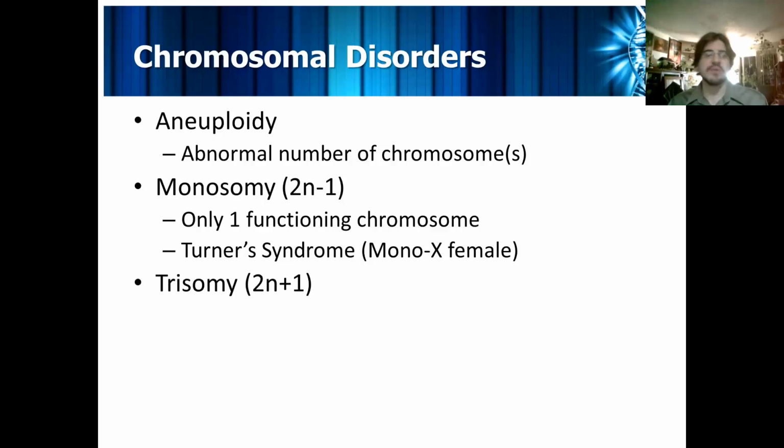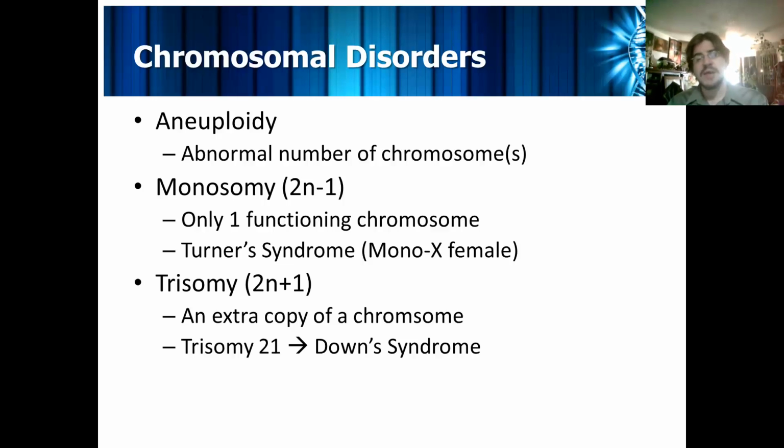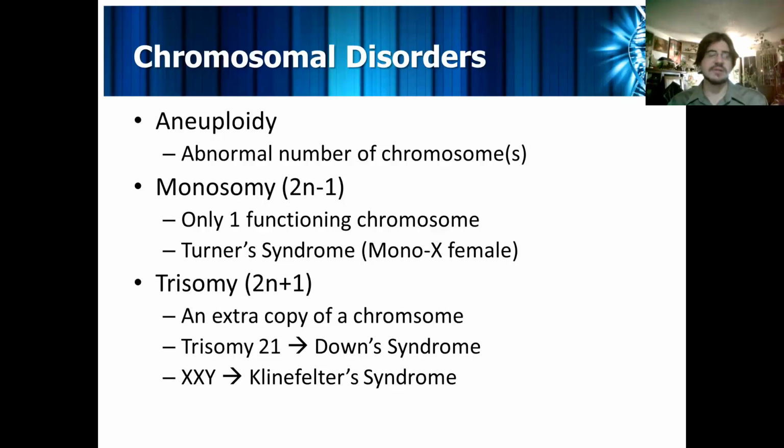Then there's trisomy, 2n+1. In trisomy, you have a spare chromosome for a given chromosome number, an extra copy. And this can cause some pretty nasty disorders as well. Trisomy 21 is Down syndrome. And XXY is Klinefelter syndrome. So all of these produce disorders, diseases. So there's really no aneuploidy that is good that I'm aware of. If you find one, you better let me know so I can incorporate that, because that would be neat. But as far as I know, there's no aneuploidy that produces anything other than a disorder.